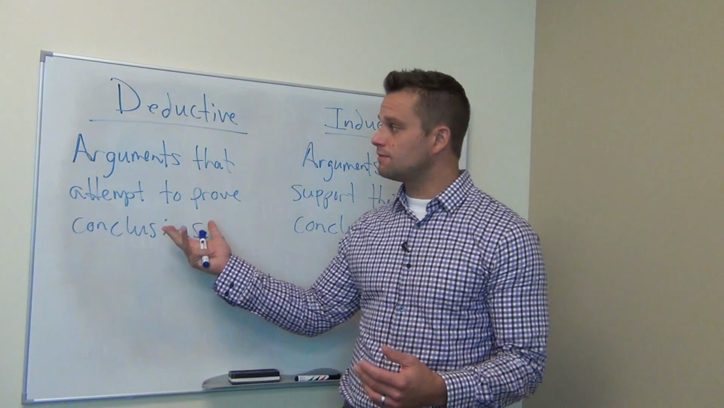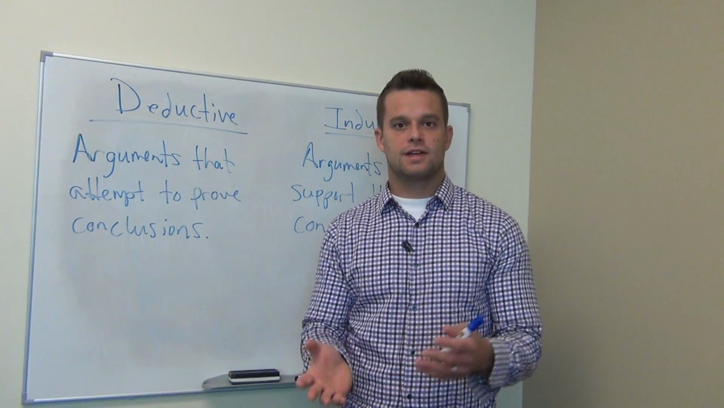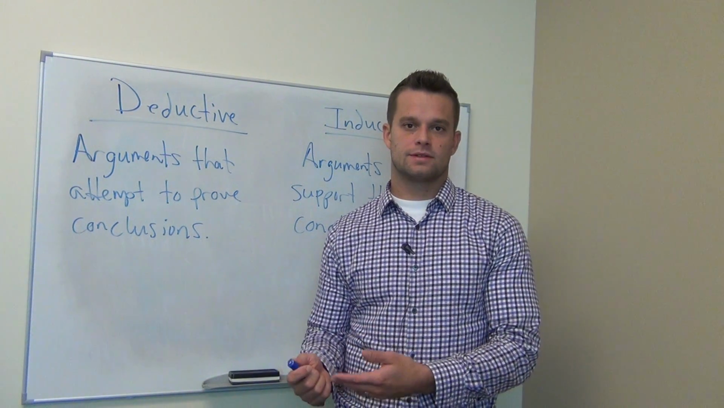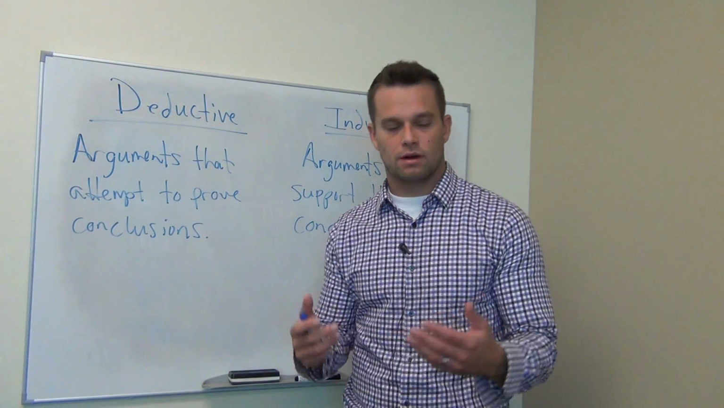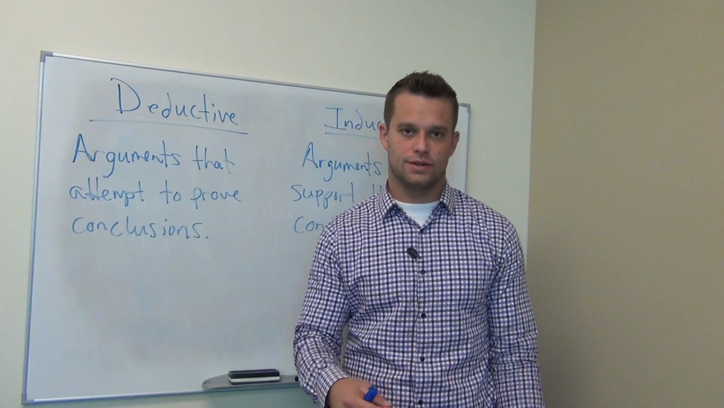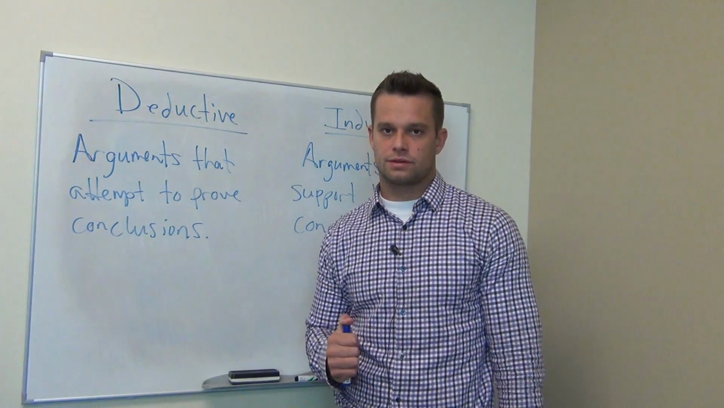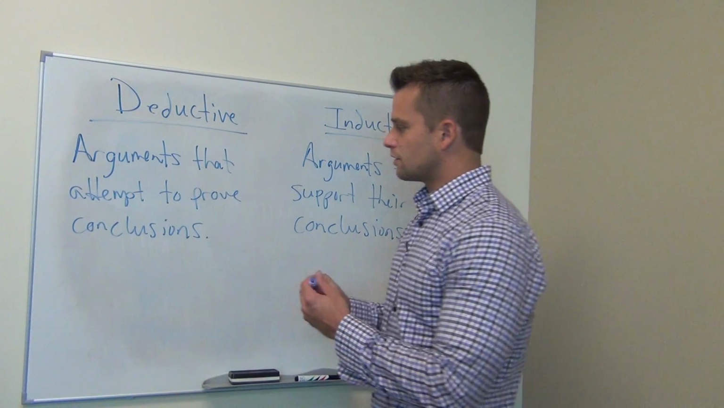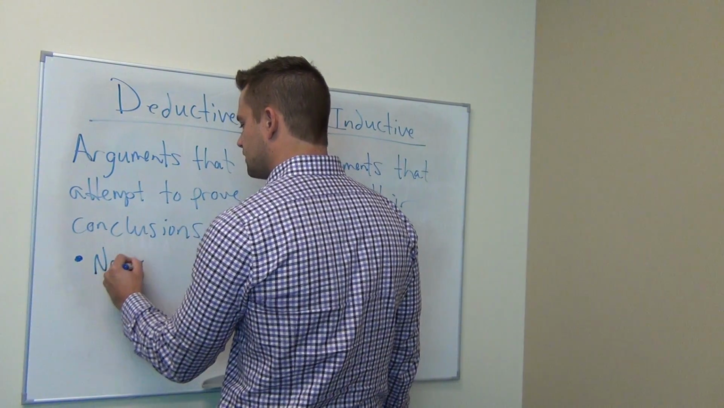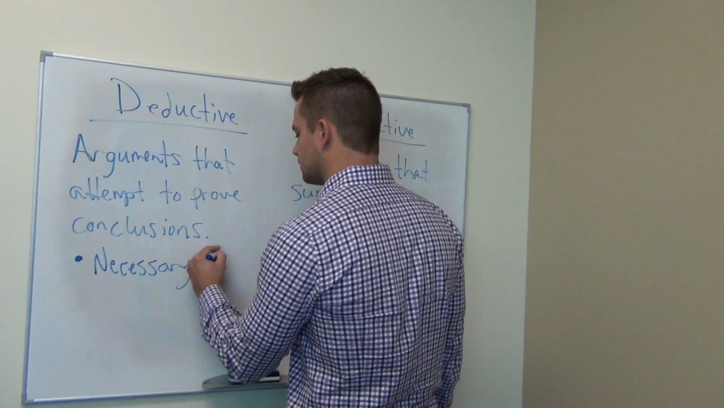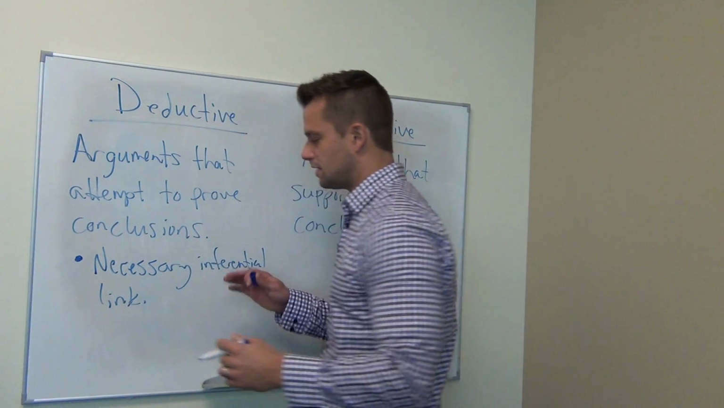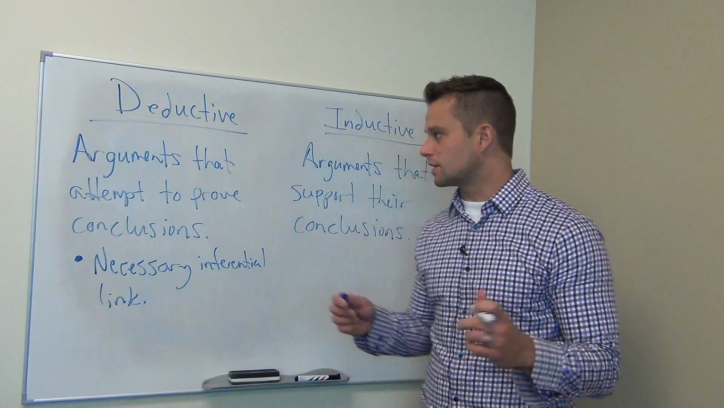However, there are other forms, invalid deductive argument forms. They still attempt to prove their conclusions, but in an invalid deductive argument, if you have true premises, it doesn't necessarily lead to the conclusion being true of necessity. So another way to talk about deduction is that they have a necessary inferential link. And it's always easier, instead of using all this technical jargon, to just look at an example.